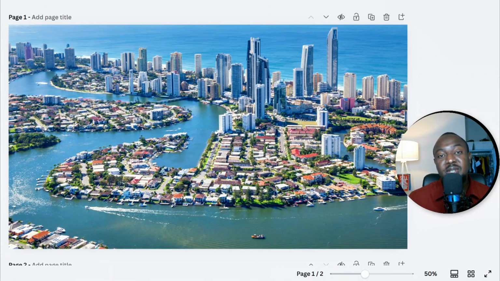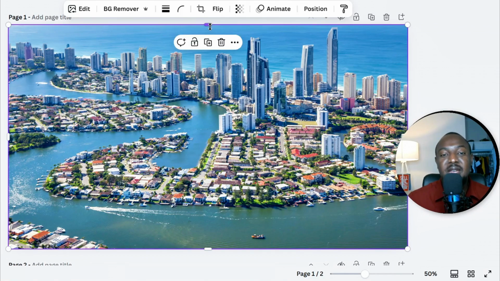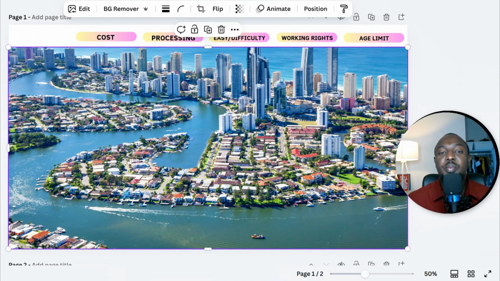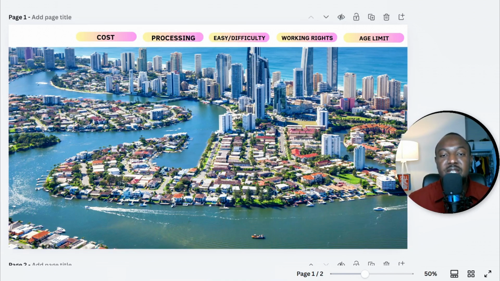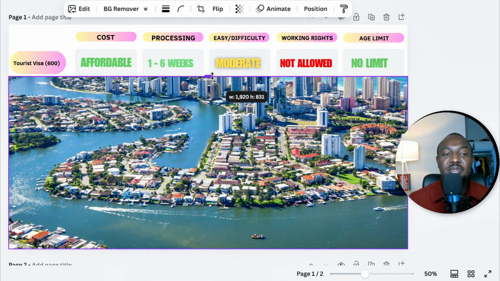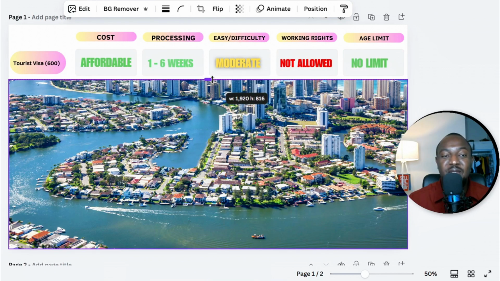I've got a little presentation here, and as I said, to compare the visas we'll be looking at the cost, processing times, how easy or difficult it is to obtain the visa, whether the visa will give you working rights, and also the age limit. I believe this is what most people will be looking out for when thinking of how to migrate to Australia. So the first on the list is the tourist visa or visit visa.